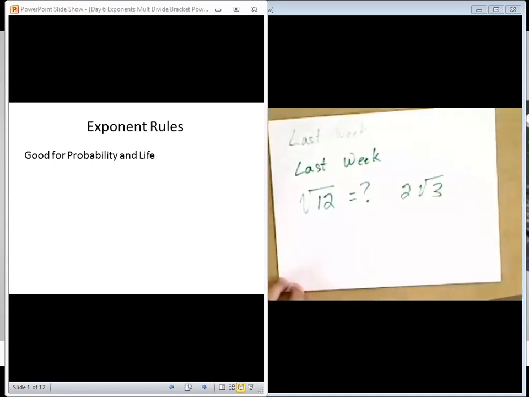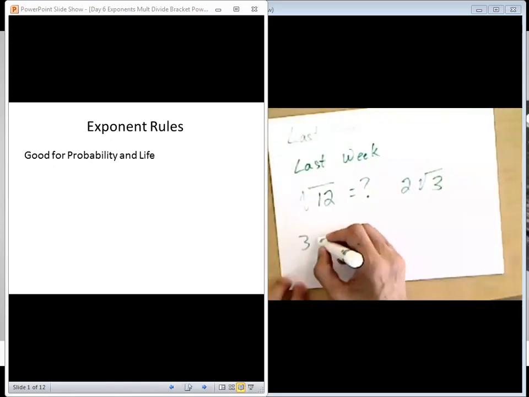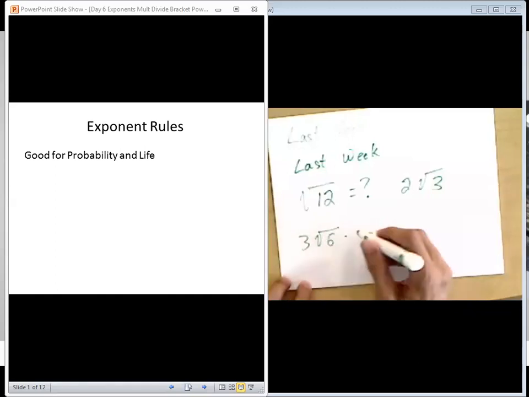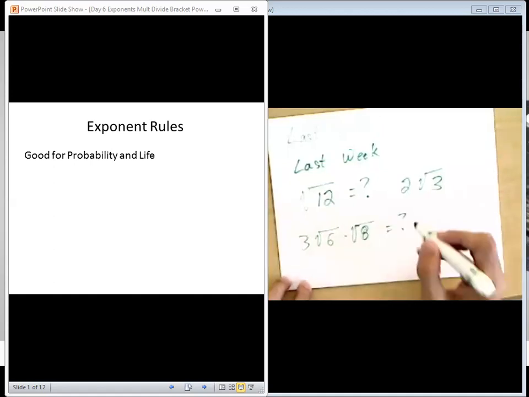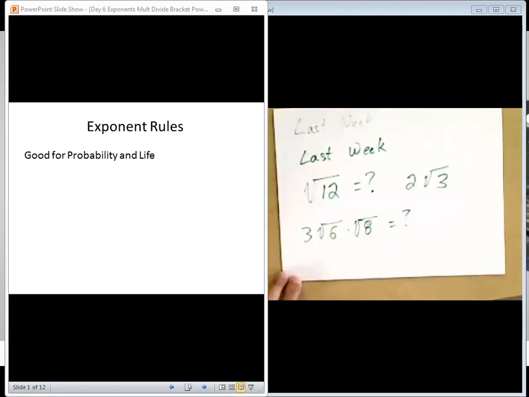Okay, perfect. I think recently we had something like 3 times square root of 6 times the square root of 8. What does that equal? Or maybe what does it equal? How do you get it? Well, 12 root 3, maybe.